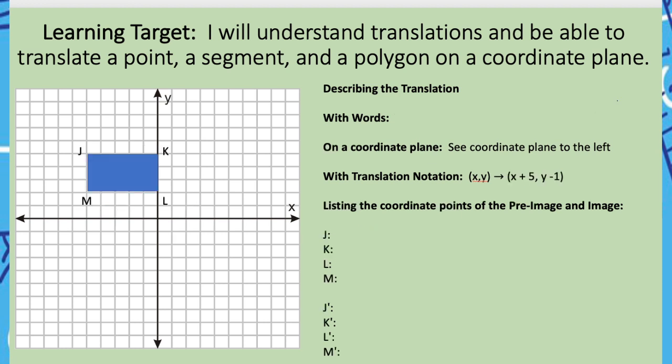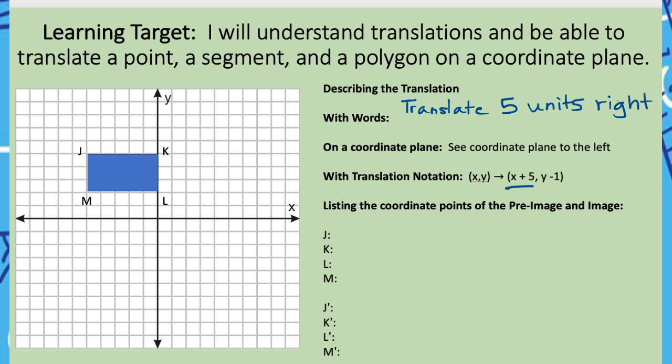The last example, we're going to translate an entire polygon, and in this case, it's a rectangle, JKLM. So instead of having the directions written out with words, now it's written as a translation notation, and we have to interpret what that means in terms of words. So let's start with the x plus 5. We know that that is going to tell us which direction to move it or to slide it, left or right. So because it's a plus, that means we're going to translate it 5 units to the right. The +5 means to the right.